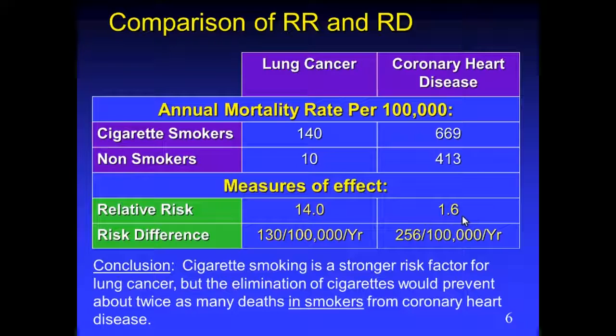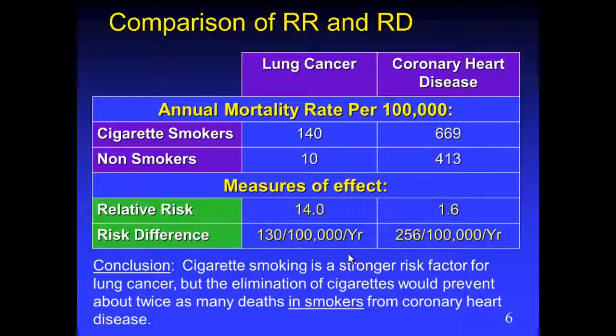However, if we look at the risk difference, in other words, we subtract one from the other instead of dividing: 140 minus 10 is 130 per 100,000 years, and 669 minus 413 is 256 per 100,000 years. So if we compare these two values, 256 versus 130 per 100,000 person years, we can see that in fact the potential mortality prevented by eliminating smoking is much greater for coronary heart disease than it is for lung cancer.